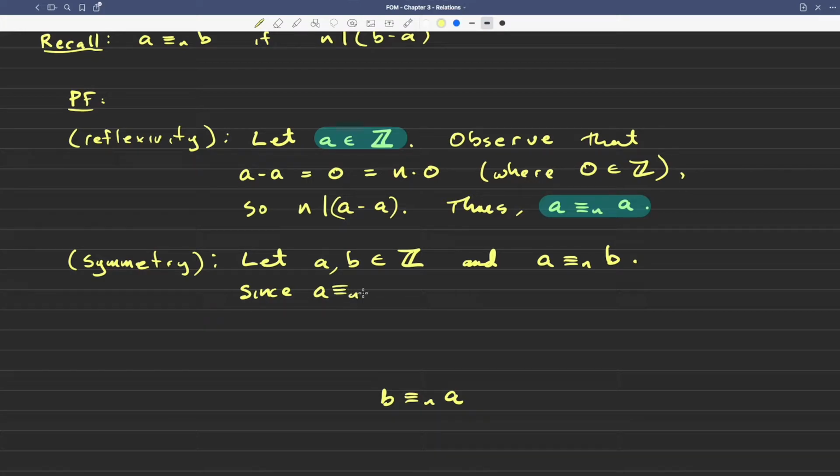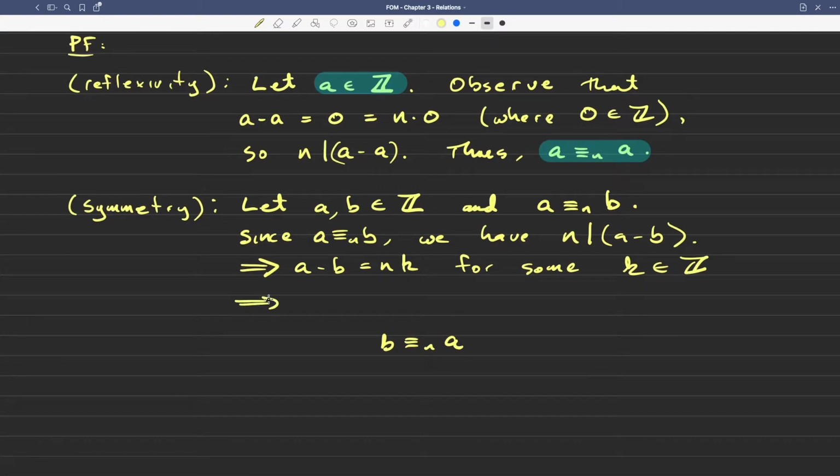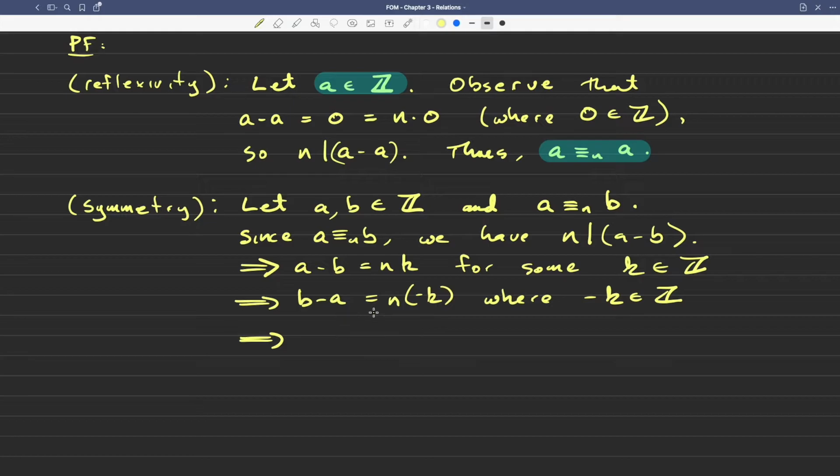Since a is congruent mod n to b, we have n divides a minus b according to our definition. That in turn tells me that a minus b is equal to n times k for some integer k. Now check it out. If I reverse the order, if I do b minus a, that tells me b minus a is equal to n times negative k. And I know negative k is an integer because k was an integer. So because I've taken b minus a and expressed it as a multiple of n, that says n divides b minus a. And if n divides b minus a, that's exactly what it means to say b is congruent modulo n to a.